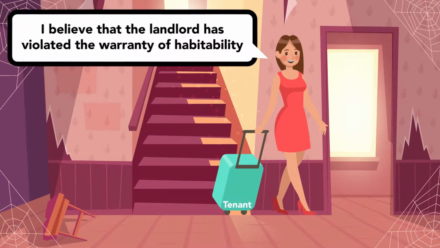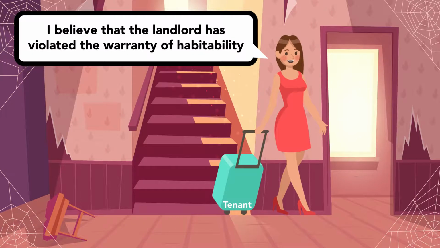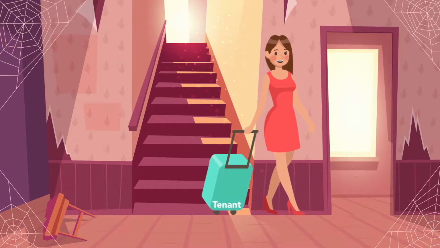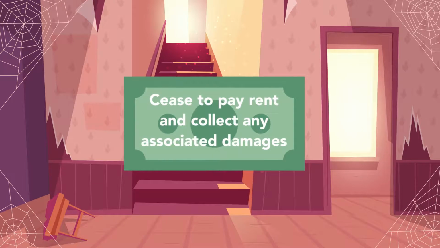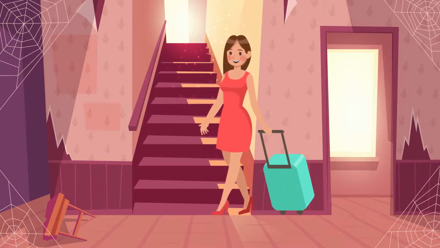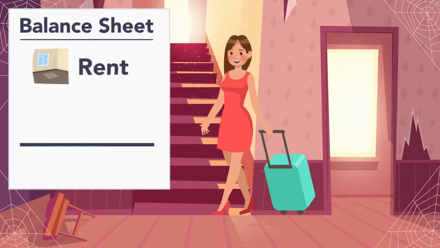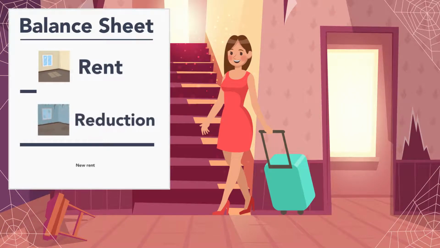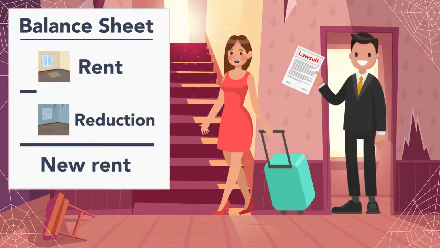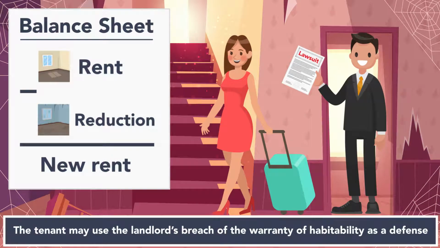When a tenant believes that the landlord has violated the warranty of habitability, she may vacate the property, cease to pay rent, and collect any associated damages. Alternatively, if the tenant remains in possession of the property, she may reduce rent payments in the amount of the difference between the agreed rent and the value of the property in its defective state. Should the landlord take legal action for rent, the tenant may use the landlord's breach of the warranty of habitability as a defense.